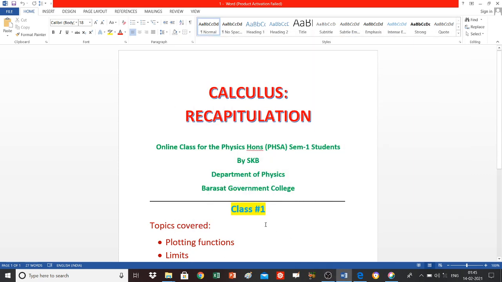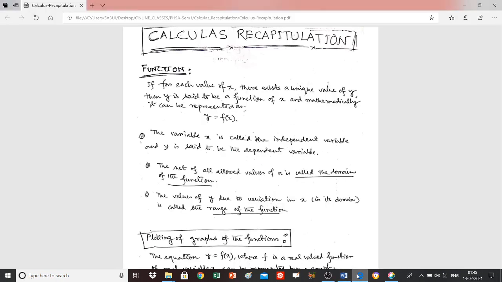So first of all, this is the first class, and in this class we will recapitulate plotting of functions and then limits. So let us start. First, we have to know what is a function.